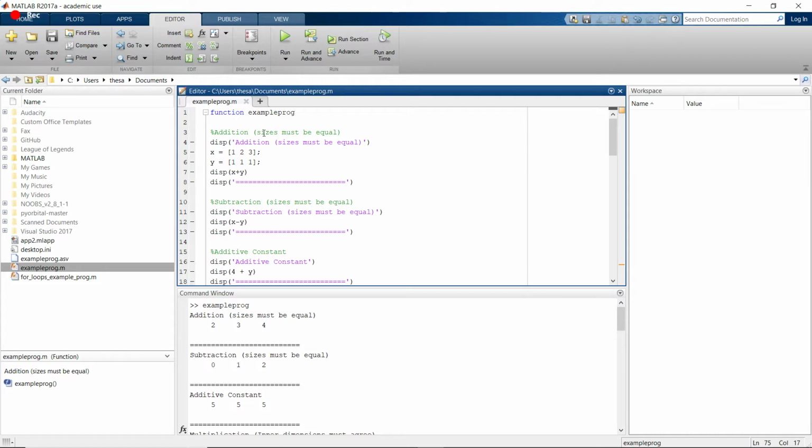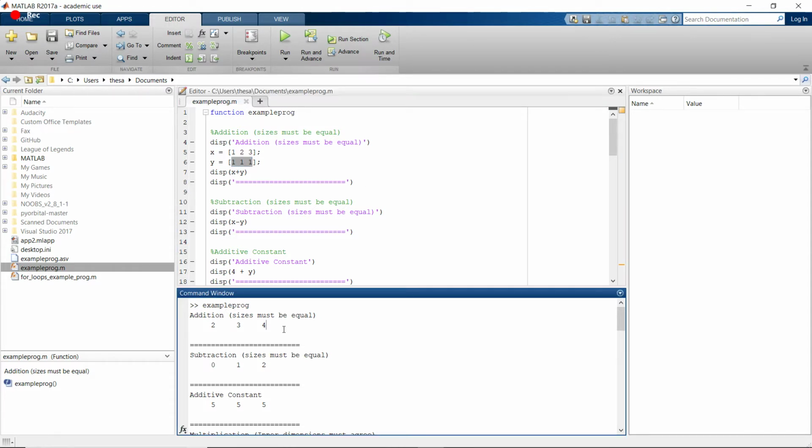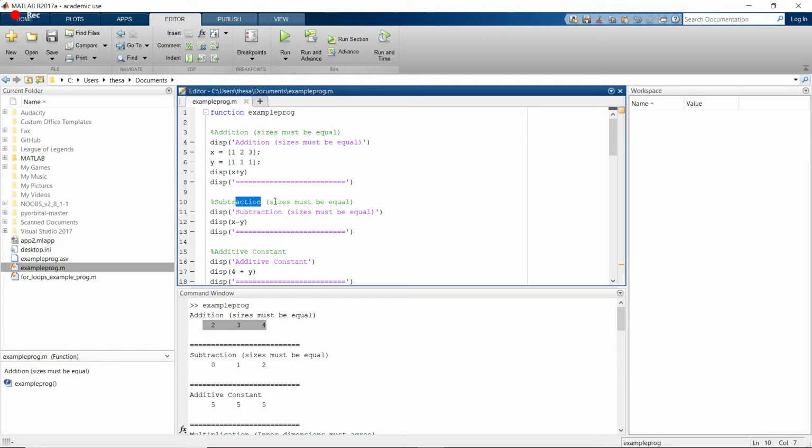So the first one is addition, and addition is very simple, but the thing you need to understand is that the sizes of the two matrices you're adding must be equal. So if you have a 1 by 3 matrix, you must be adding another 1 by 3 matrix to it. So we can take x and we can add it to y because they have the same dimensions. Subtraction is just like addition. So again, the sizes must be equal. So we can do x minus y because they're both of the same size.